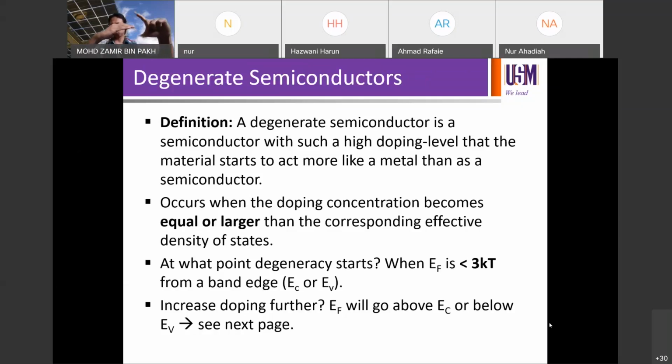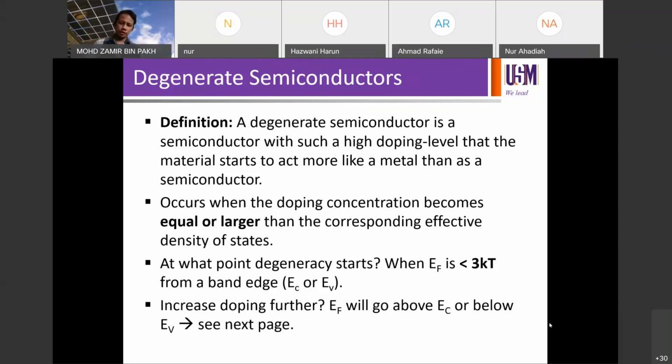So when you dope to 10^14, it's going to go up a bit, 10^16, 10^17, 10^19, closer and closer to the EC, right? On the other hand, if you dope it to p-type, it's going to go down, 10^14, 15, 16, 17, 18, closer and closer to EV. So if you dope your silicon n-type, you need to check whether or not your EF is less than 3 kT away from your EC.